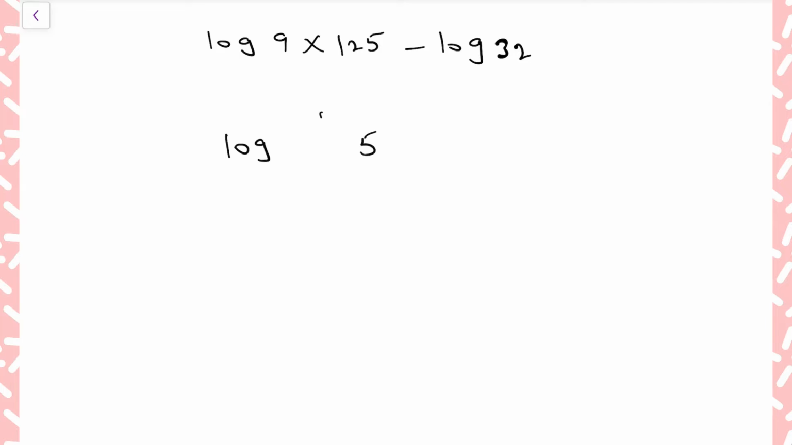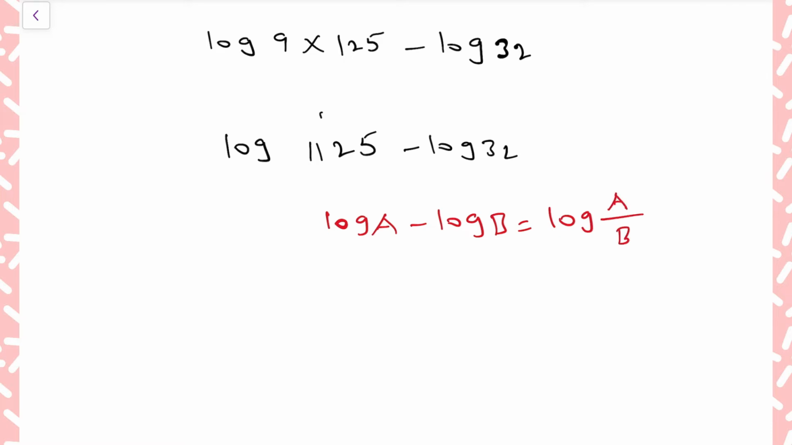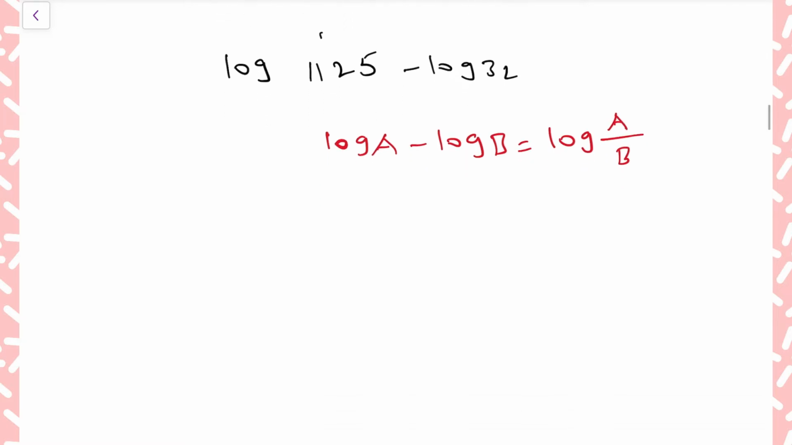9 5s are 45, 5 and 4 carry. 9 2s are 18, 22, 2 and 2 carry. 9 1s are 9, 11. 1125, minus log 32 as it is. Now based on this we have one more formula, log A minus log B equals log A by B. If minus is there, simply we need to write it in division form. So log 1125 minus log 32 will become log 1125 divided by 32.